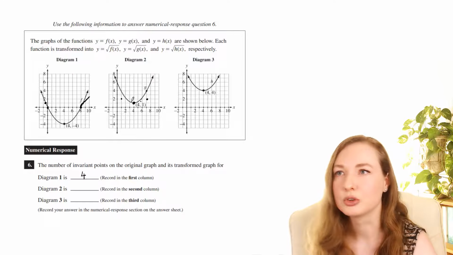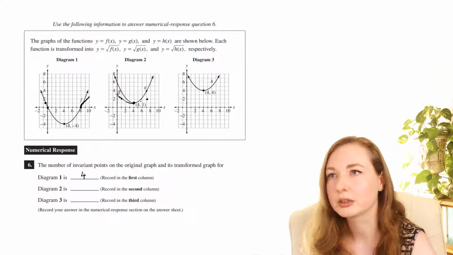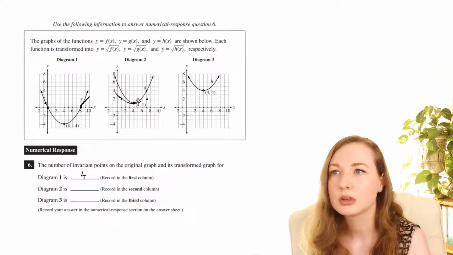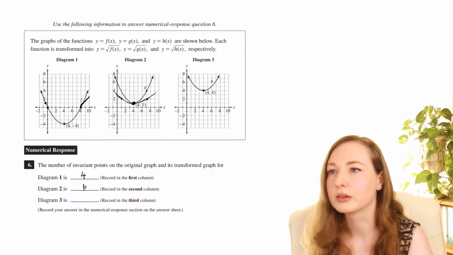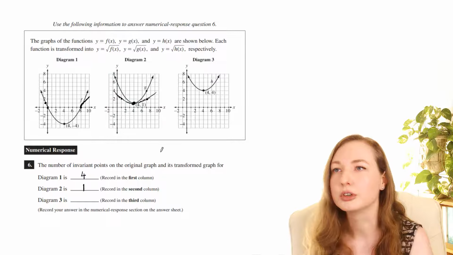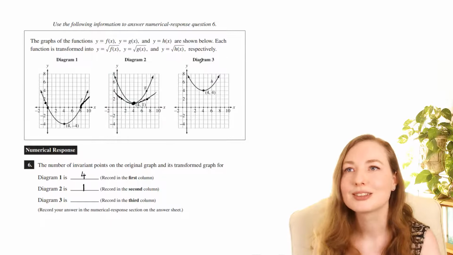And so, yeah, you can try a few points, and you're going to get this kind of thing where it's doing this. So you can see the only point that hasn't moved is this one. So there's only one invariant point for diagram 2. Now let's look at diagram 3.